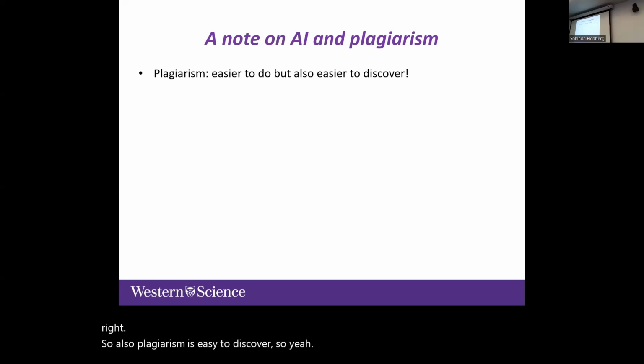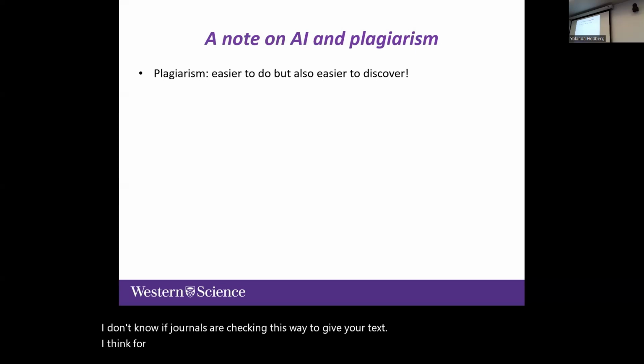When you write a paragraph yourself and then give it to ChatGPT just to correct it grammatically, not even changing the order of words or paraphrasing, you can still say that you wrote it. I don't know if journals are checking this way, for example, by giving your text to ChatGPT. I think it's fine for sure if you write it by yourself.